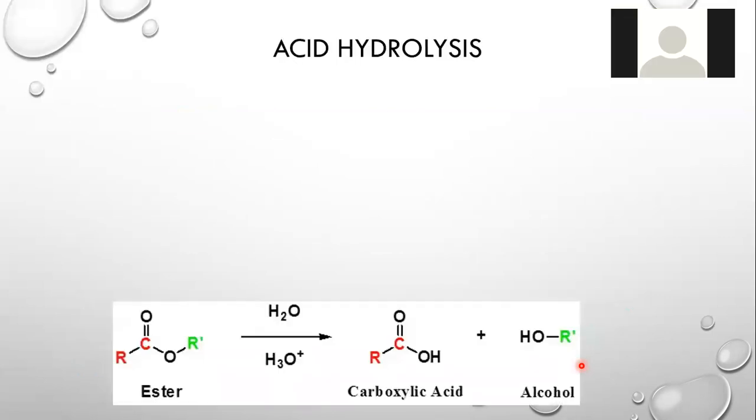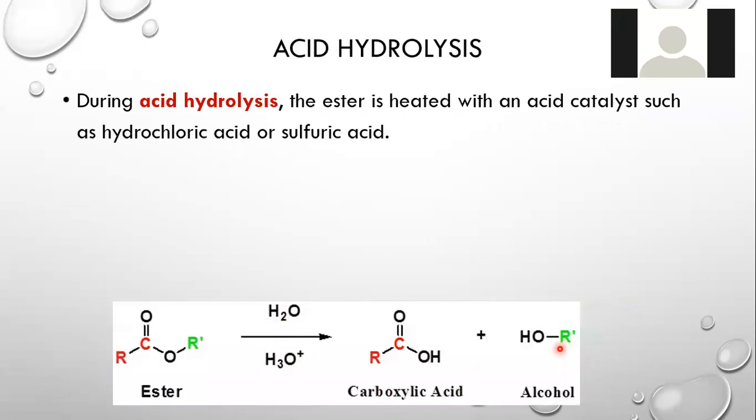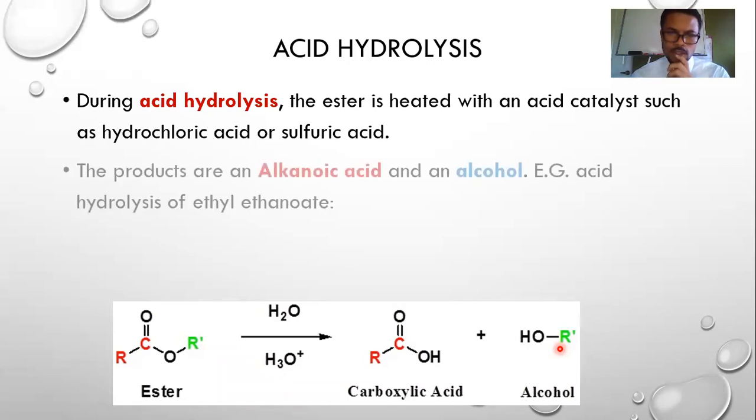So let's look at acid hydrolysis. I have a nice diagram here. You see an ester, water, and H3O plus. That's because an acid is present, and you're seeing a carboxylic acid being formed and an alcohol. During acid hydrolysis, the ester is heated with an acid catalyst such as hydrochloric acid or sulfuric acid. So these are the two acids that we can use for acid hydrolysis.